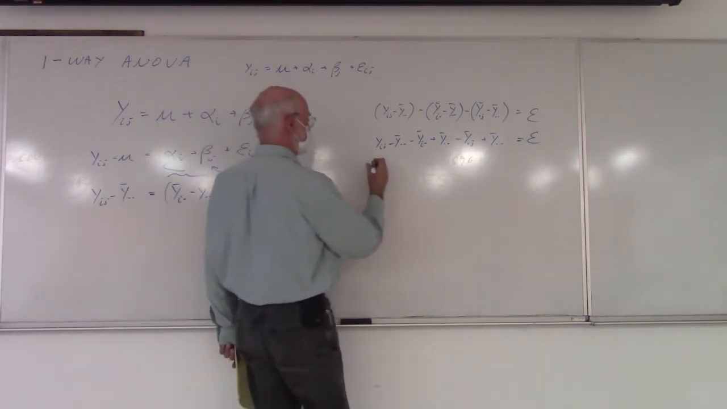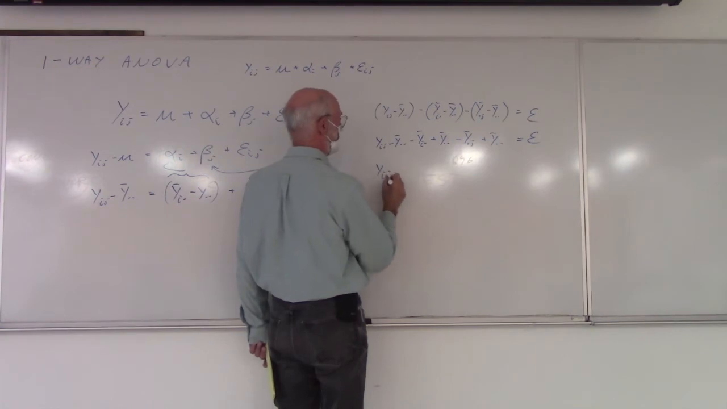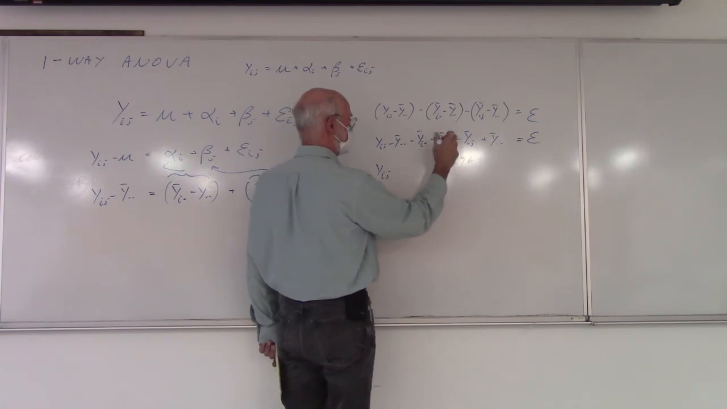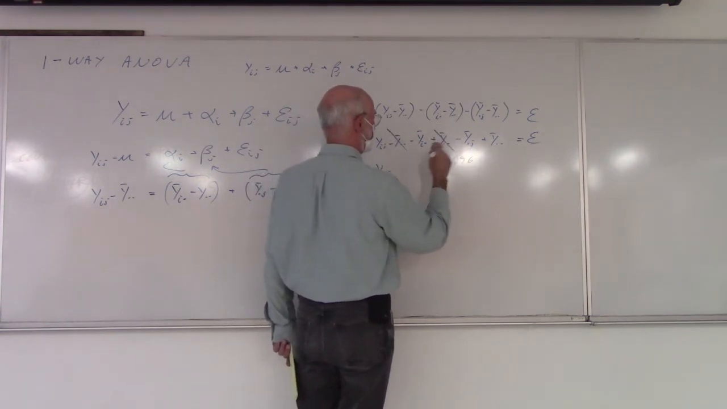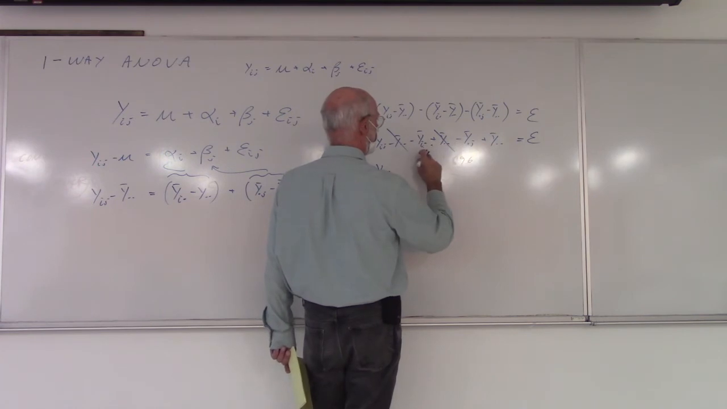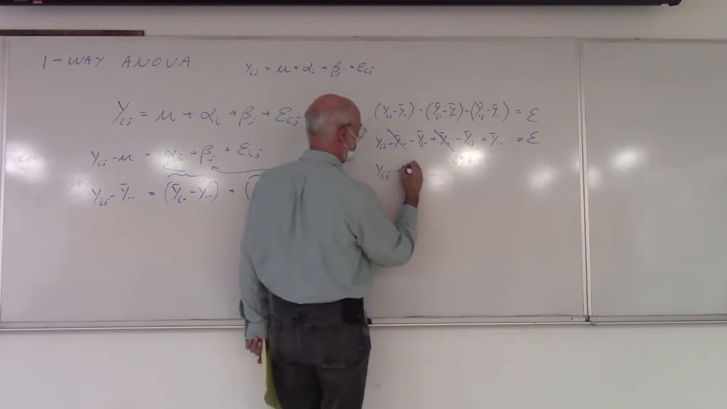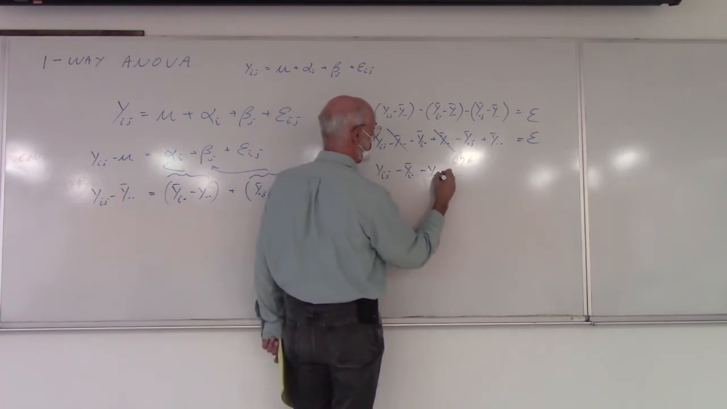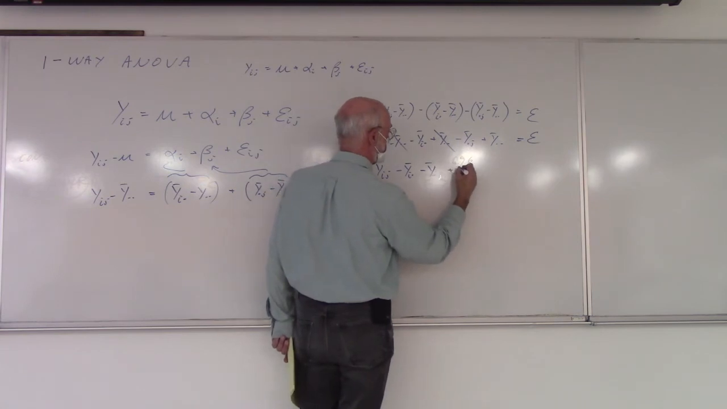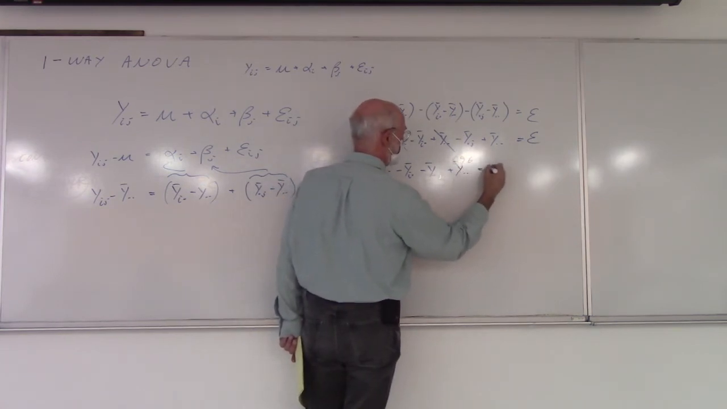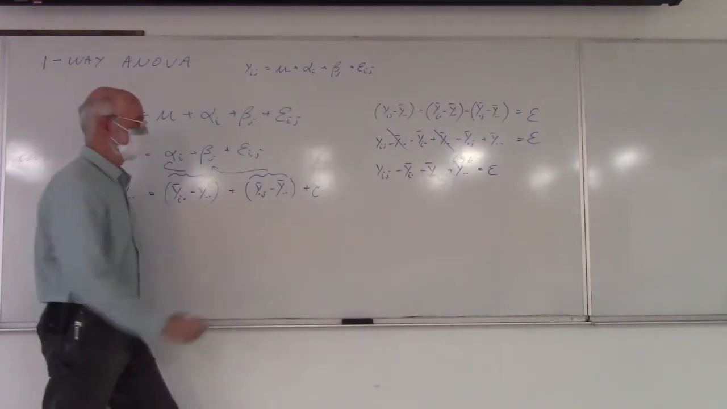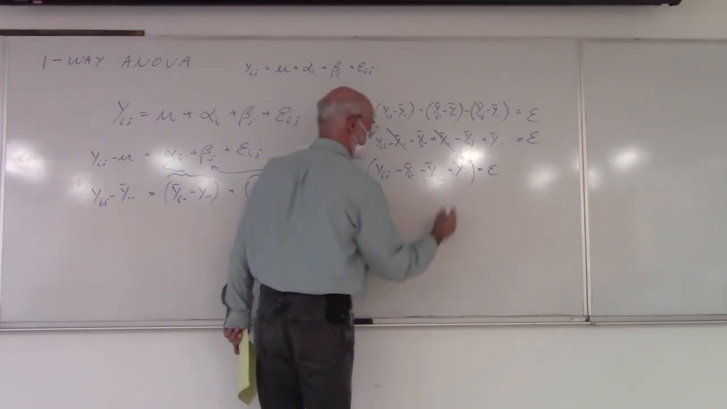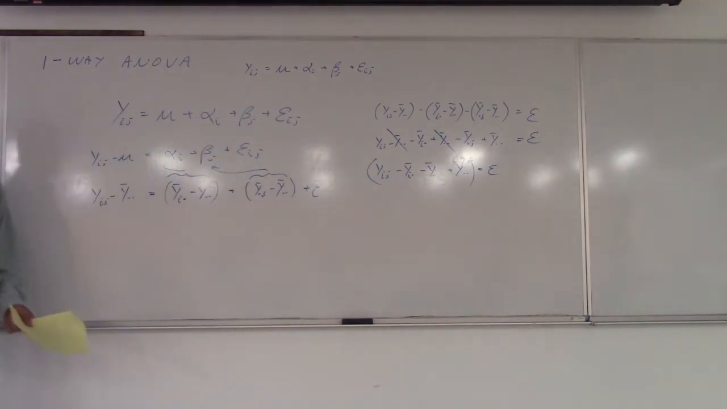Okay, so I've got y_ij minus y-bar-dot-dot plus y-bar-dot-dot, so those two cancel out. So I've got minus y_i-dot-bar minus y-dot-j-bar plus y-bar-dot-dot is equal to epsilon. And you're saying, well, that's weird. No, it's not. Think about what we're doing.